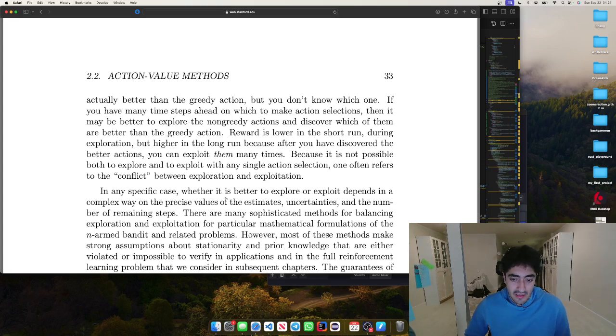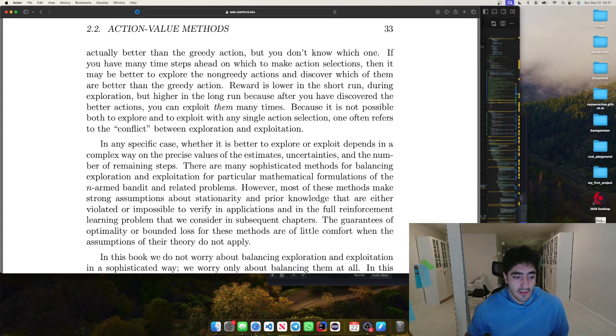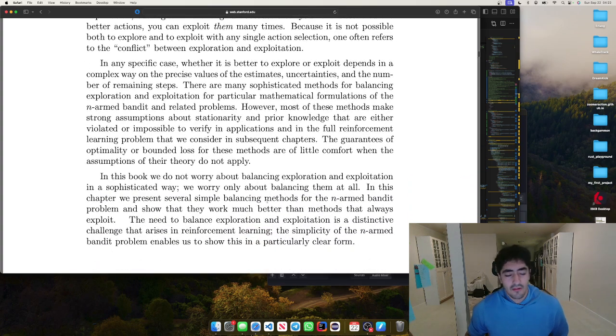There are many sophisticated methods for balancing exploration and exploitation for particular mathematical formulations of the n-armed bandit and related problems. However, most of these methods make strong assumptions about stationarity and prior knowledge that are either violated or impossible to verify in applications. In the full reinforcement learning problem that we consider in subsequent chapters, the guarantees of optimality or bounded loss of these methods are of little comfort when the assumptions of their theory do not apply.